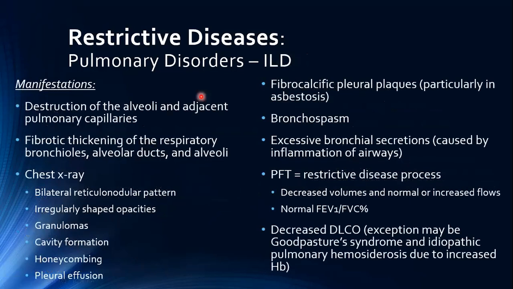All right, the next pulmonary disorder is ILD, which is interstitial lung disease. Interstitial lung disease is destruction of the alveoli and adjacent pulmonary capillaries. Fibrotic thickening of the respiratory bronchioles, alveolar ducts and alveoli, right? Chest x-ray shows a bilateral reticulonodular pattern, irregularly shaped opacities, granulomas, cavity formation.